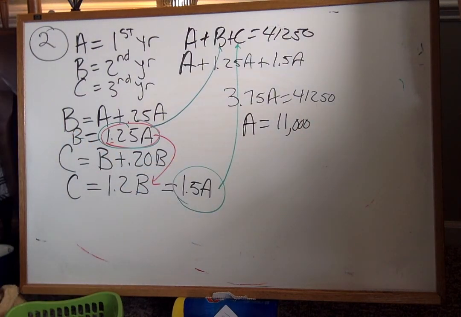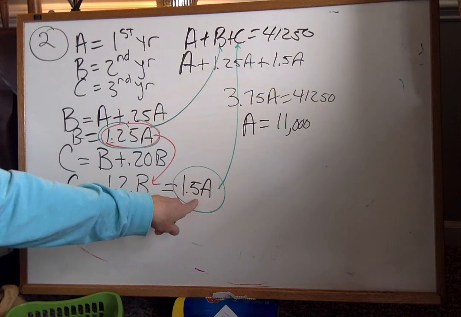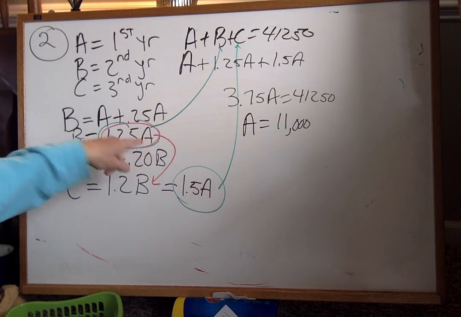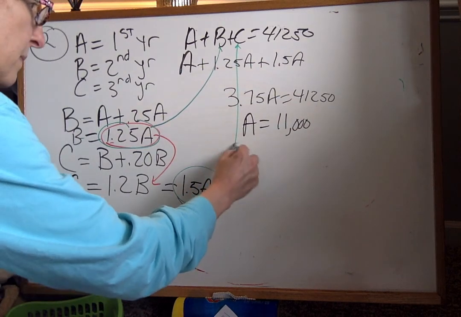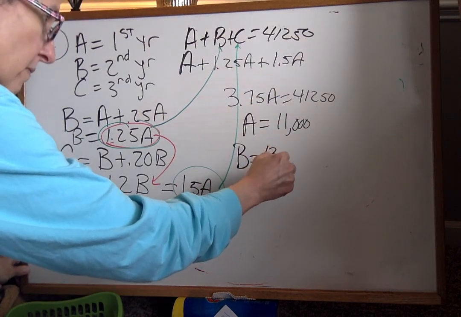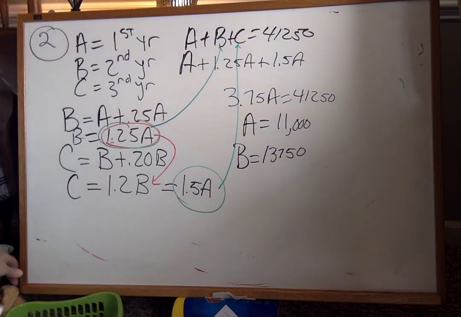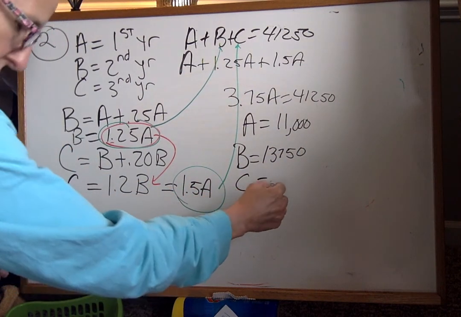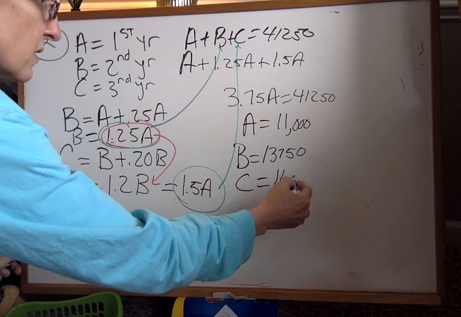You'll see A is 11,000. And at this point, you can plug that in anywhere. Well, you plug it in here, you'll get C. Plug it in here, you'll get B. B is 13,750. C is 16,500.